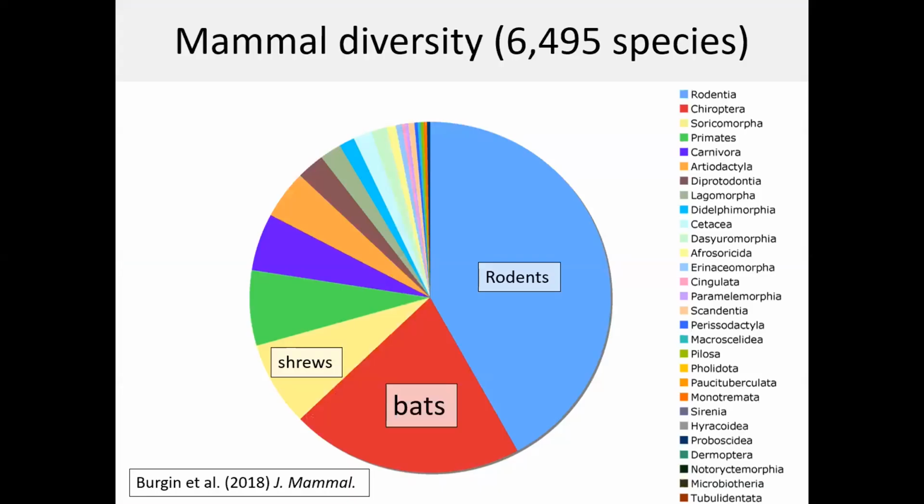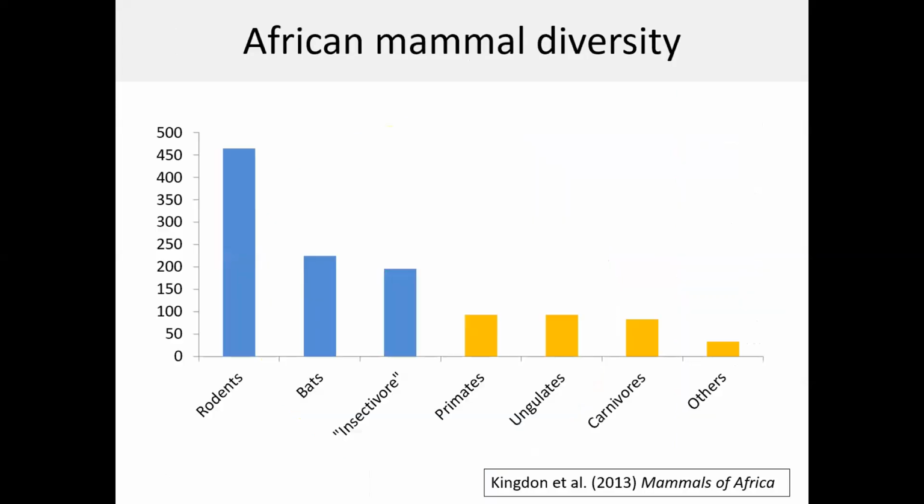So bats are diverse, but how diverse are they compared to other mammals? I'm sure, again, most of you are bat people, you're very familiar with this. There are approximately 6,500 species of mammals, at least according to the Burgin database. And about 40% of those species are rodents, and 20% are bats. And this is what this diagram is showing. A large chunk of the mammalian diversity comprises bats.